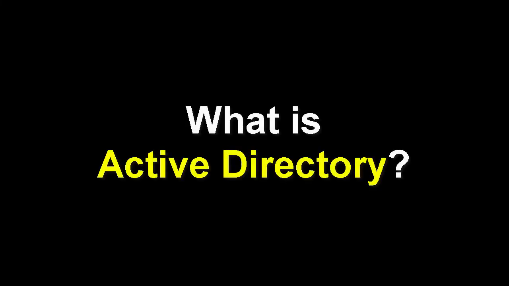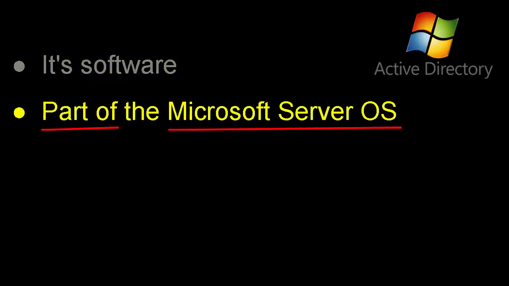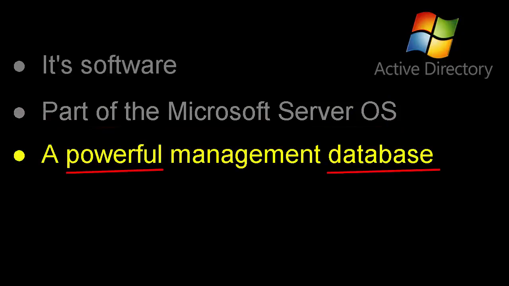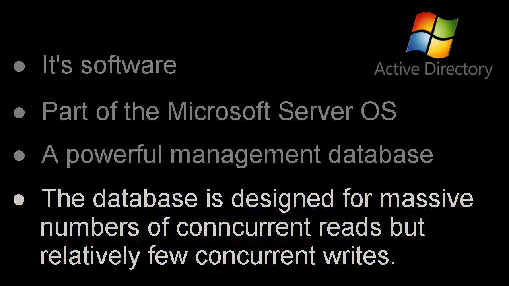What is Active Directory? Active Directory is software, and it's part of the Microsoft Server operating system. It's a powerful management database. That database is designed for massive numbers of concurrent reads, but relatively few concurrent writes, an important point we'll discuss later.